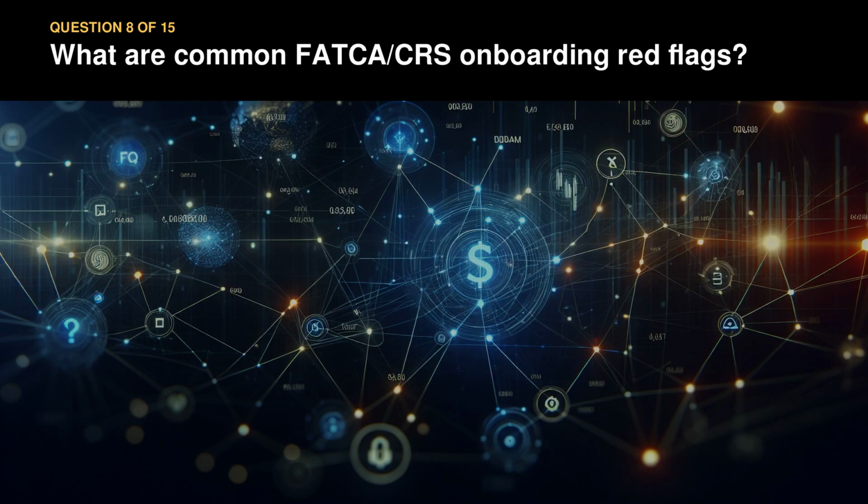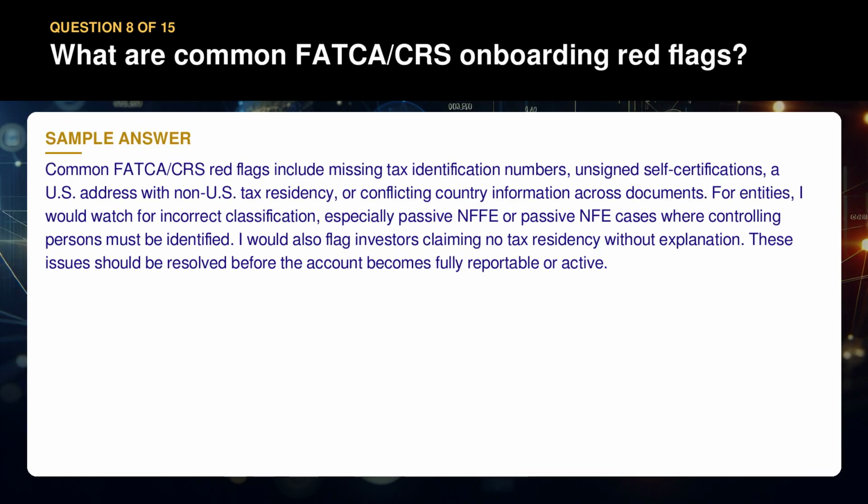Question 8. What are common FATCA CRS onboarding red flags? Common FATCA red flags include missing tax identification numbers, unsigned self-certifications, a U.S. address with non-U.S. tax residency, or conflicting country information across documents. For entities, I would watch for incorrect classification, especially passive NFFE or passive NFE cases where controlling persons must be identified.